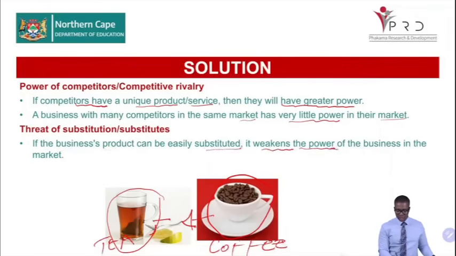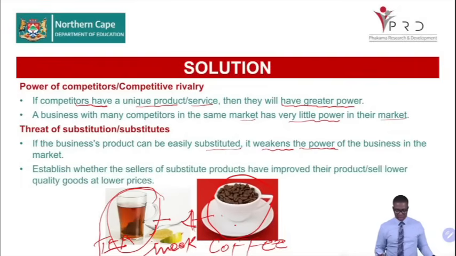So we are basically saying your business is selling tea. If your product, which is tea, can easily be substituted by coffee, then it means the product you are selling is weak in the market. Then another one is to get information on whether the seller of the substitute product, in this regard the seller of coffee, is having an improved product, or they are selling lower quality goods at a lower price.